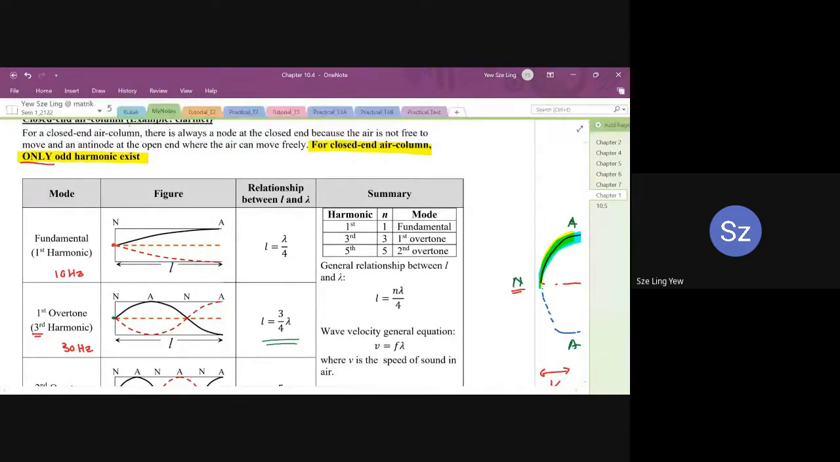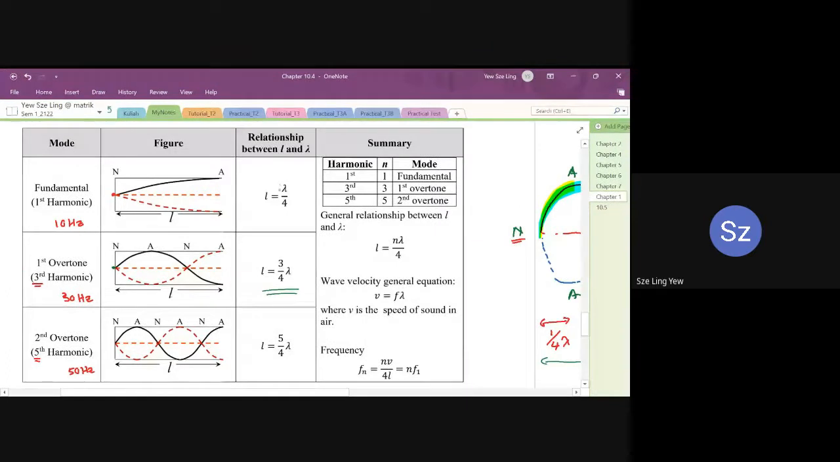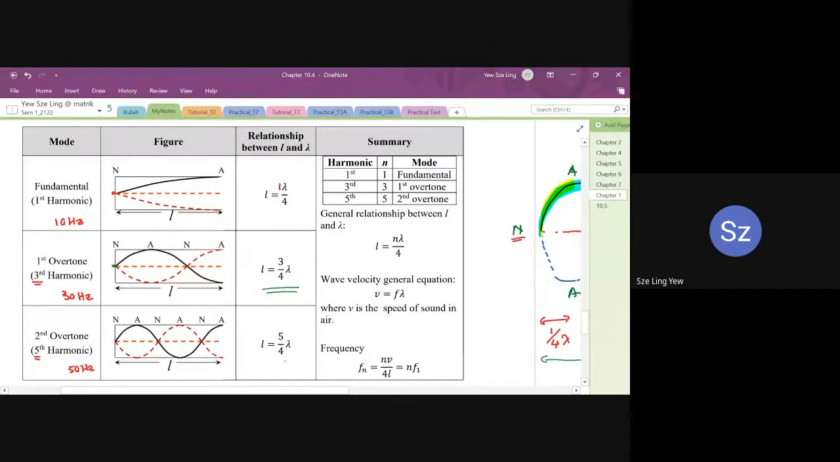So based on the diagram, we obtain a set of relationships for L and lambda. For the first harmonic, L equals lambda over 4. Third harmonic, L equals 3/4 lambda. Fifth harmonic, L equals 5/4 lambda. So the general equations, if you look here, this is your 1 lambda over 4, 3 lambda over 4, 5 lambda over 4.